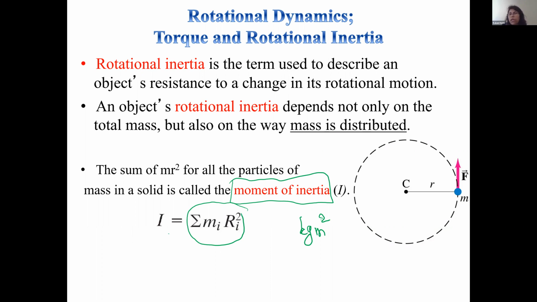The moment of inertia, or the mass distribution, will slow down the motion. That means if you have a larger moment of inertia, that will slow down the motion. So that will be the mass distribution.